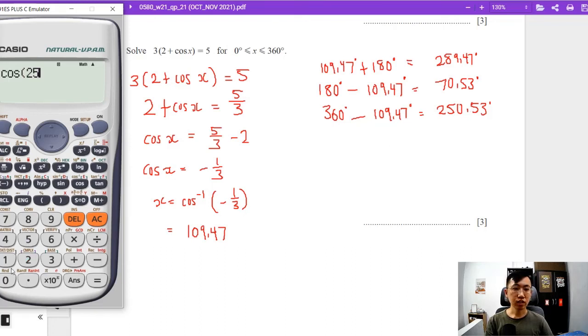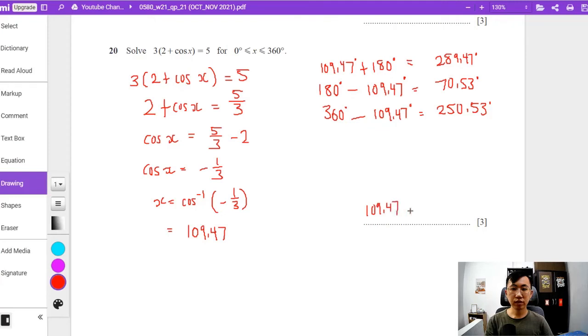Cosine 250.53. Close it. Okay, so we get this answer. That is the negative 1 over 3 actually. So if you click negative 1 over 3, you should be getting roughly like this, 0.33333, right? So teacher can log in this final answer, 250.53 also. Alright, so there are two answers, 109.47 and 250.53. Alright, so these two is actually not correct, but we found out this one to be satisfied of this equation. So there you go, there are two answers.